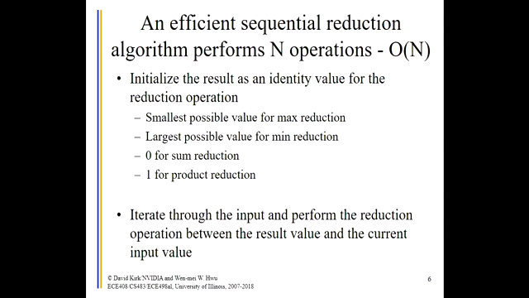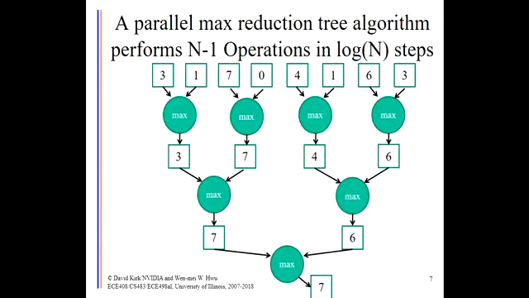So we iterate through the input and perform the reduction operation between the current input value and the temporary result, and you go through all the positions. In the end, you get your reduction. For sum, it's the same thing. You start with 0 because 0 is the identity value of sum, and then at every position, you just add the current value into that sum. So in the end, you will get the total of your set.